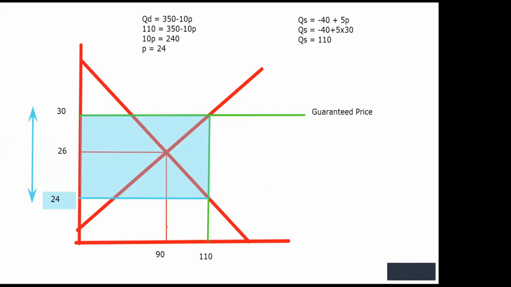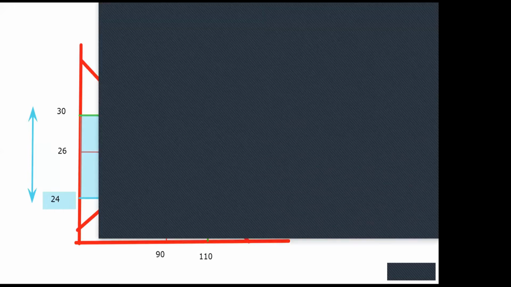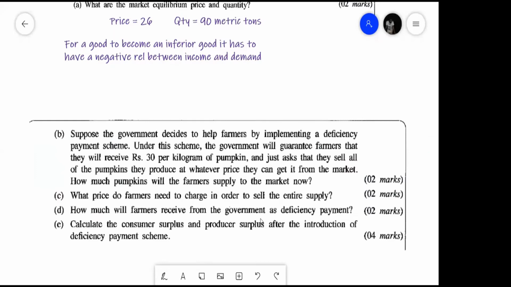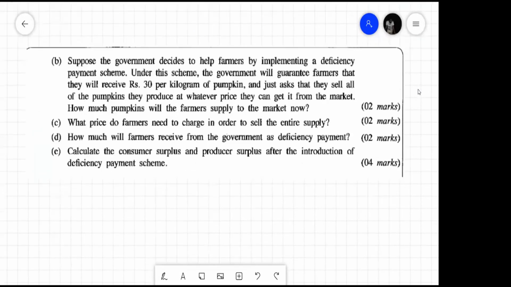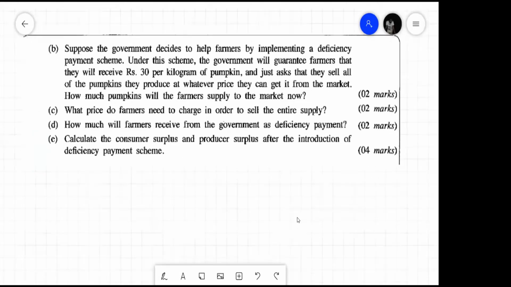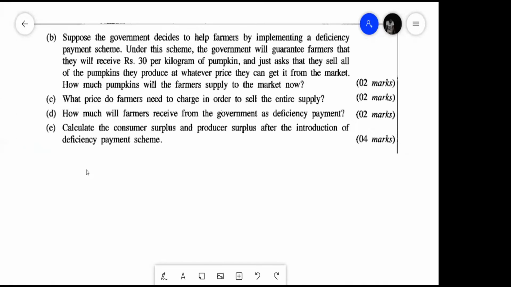I think you'll have to give it in thousands. Give me a second. How much will farmers receive from the government as deficiency payment? Per kilogram they are getting, maybe you can convert this into the metric ton part. Per kilogram they're getting 6 rupees, right? Per kg it is 6 rupees.